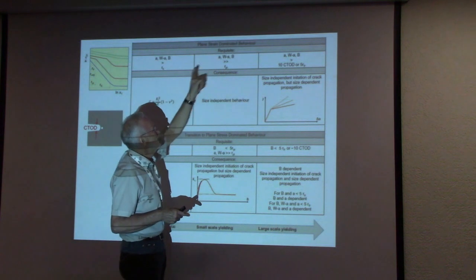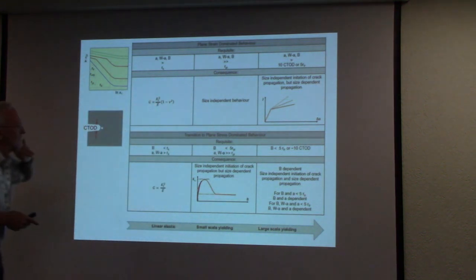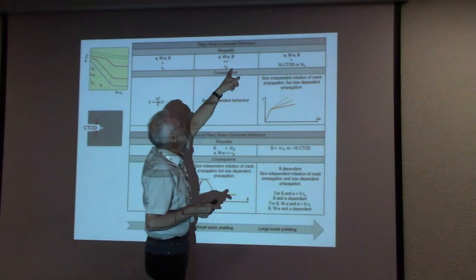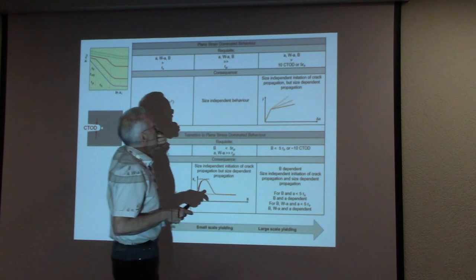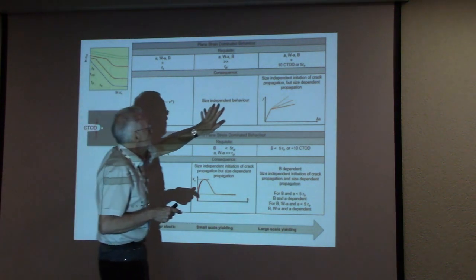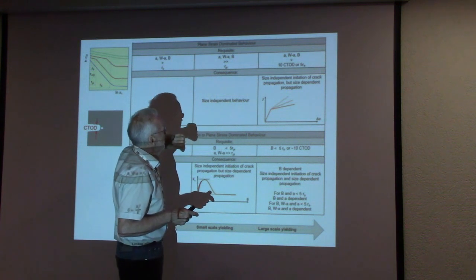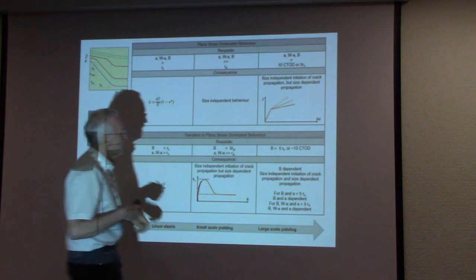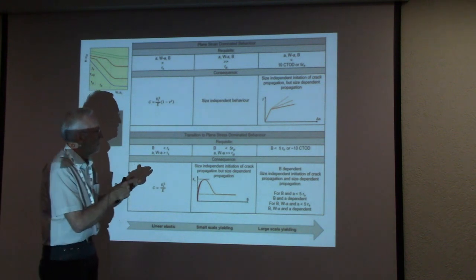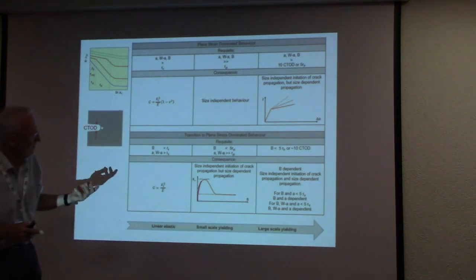When we go to the small scale yielding case, where the plastic zone size is small compared to the dimensions, and also the thickness is small compared to the plastic zone size, then you usually determine in the ductile fracture case a size-independent fracture toughness, a size-independent crack growth behavior, fatigue crack growth behavior, or size-independent creep crack growth behavior.